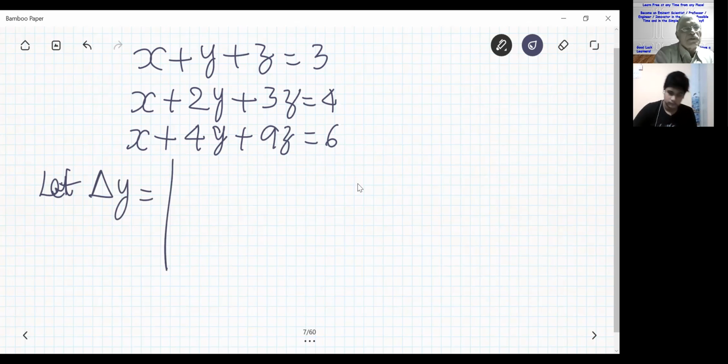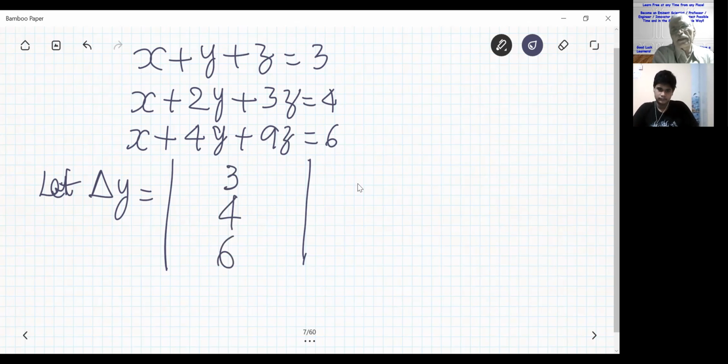What we will do is write the determinant where the y column you replace by the constants. So 3, 4, 6 comes for the y. But x and z, whatever is original, the same thing we write. So it is 1, 1, 1 and 1, 3, 9.